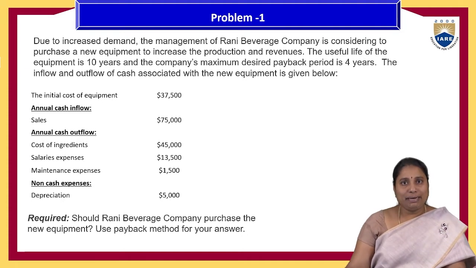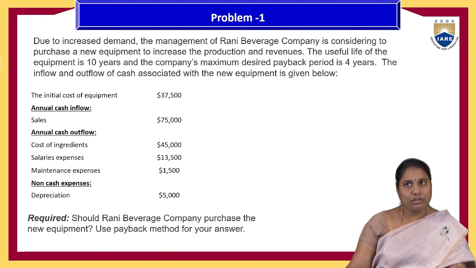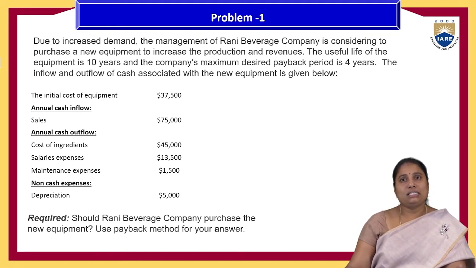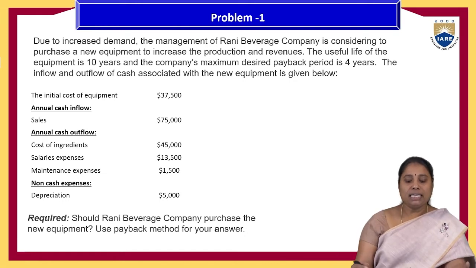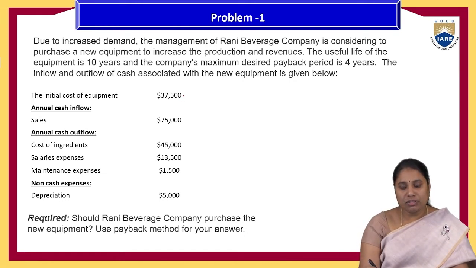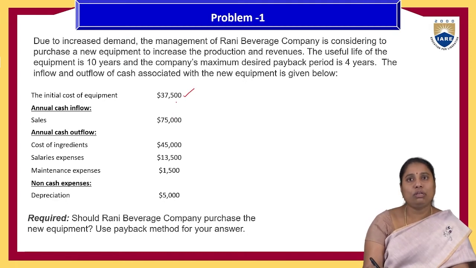Due to increased demand, the management of Rani Beverage Company is considering purchasing new equipment to increase production and revenue. The useful life of this equipment is 10 years and the company's maximum desired payback is 4 years, and the inflow and outflow of cash associated with the new equipment is given below. The initial cost of this project is $37,500, which will be called the cash outflow.